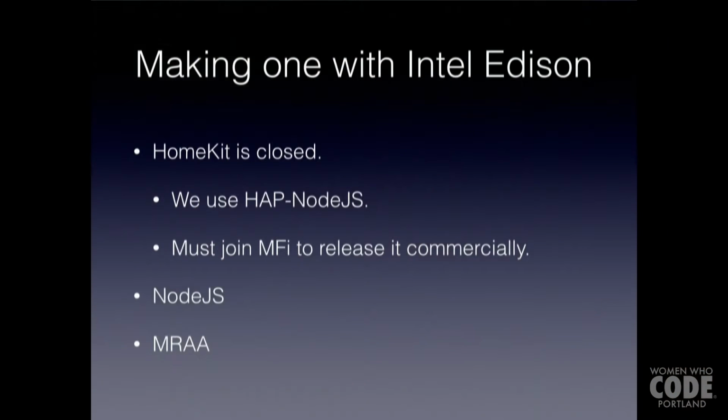And if you decide that, hey, this is a really neat idea, you can always join the program later. And as you can guess from the name, HAP-NodeJS relies on Node.js. And also we're using Intel's extremely excellent MRAA library, and that makes it all really easy to plug in. It's actually one of the easiest IoT libraries I've ever used, so thank you.